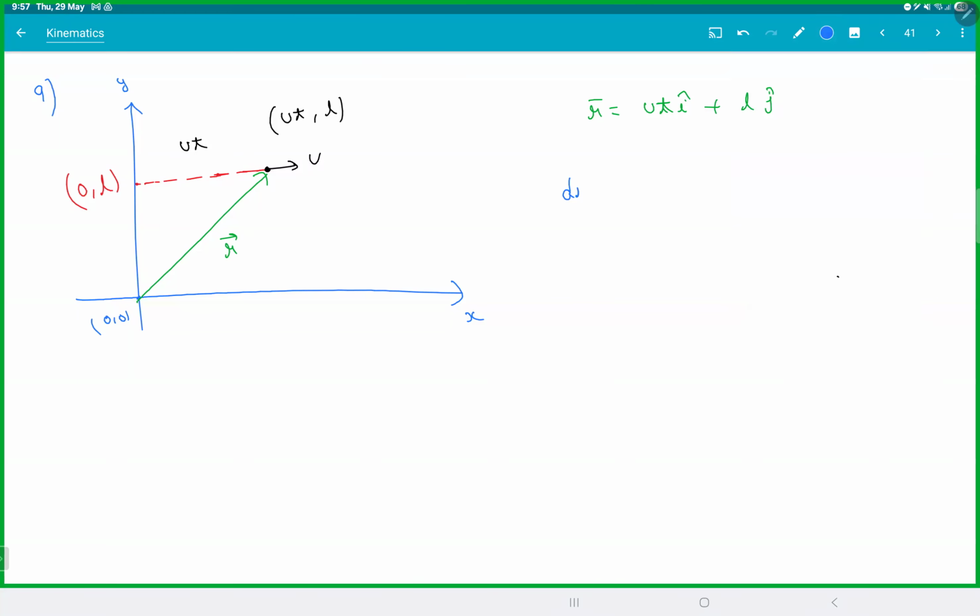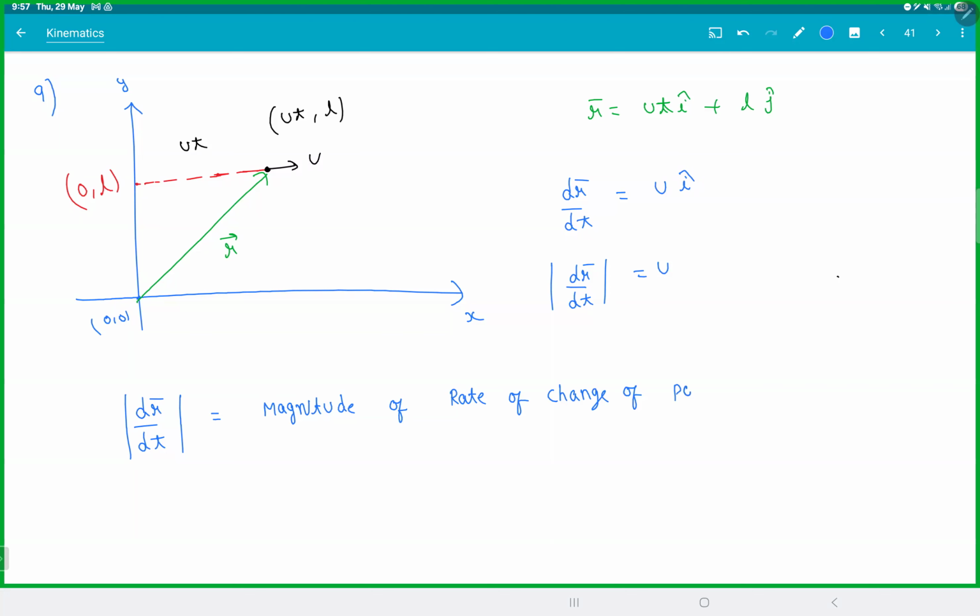Then I ask you to find dr by dt, which is actually nothing but speed only, which is u i cap. You want the magnitude of this, dr by dt, which is u. Now let's try to understand the meaning of this. What is dr by dt exactly? When you say mod of dr by dt, you're finding the magnitude of the rate of change of position vector, which is technically mod v bar, which is nothing but speed.